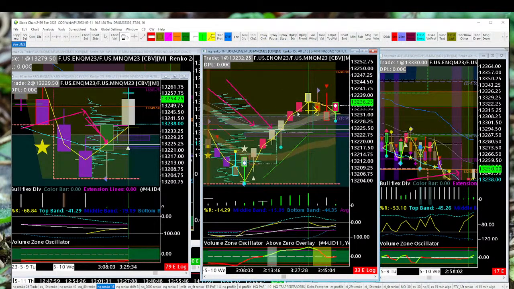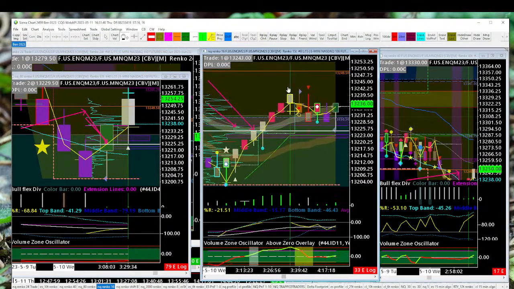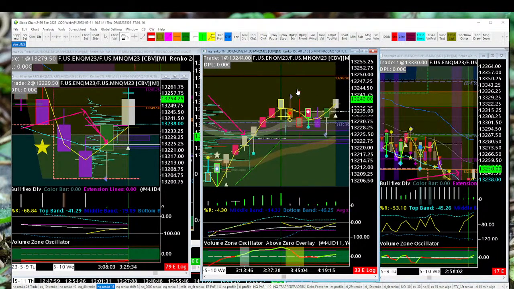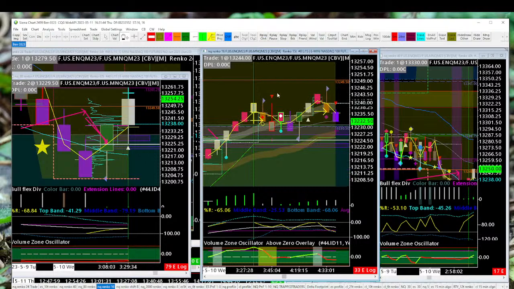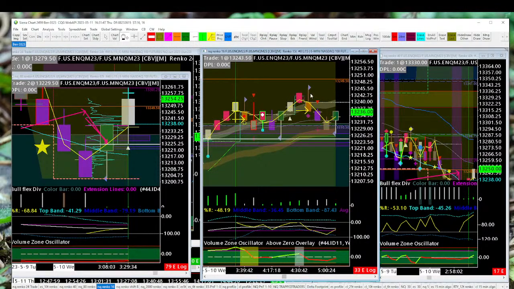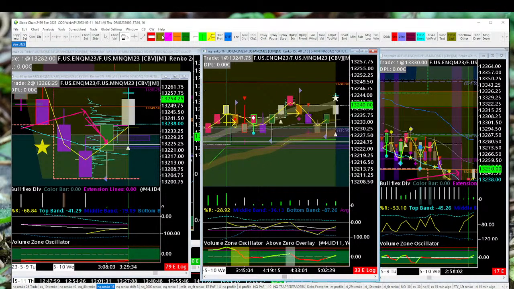So are we buying that? No, it's not a star, right? So wait. Again, it might not set up. I get a green bar, and that's not a star. And that's not a star. There it is, right there.